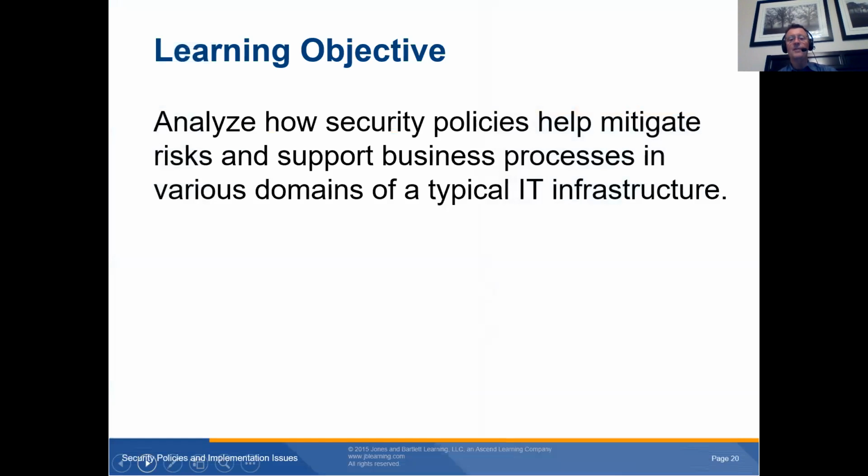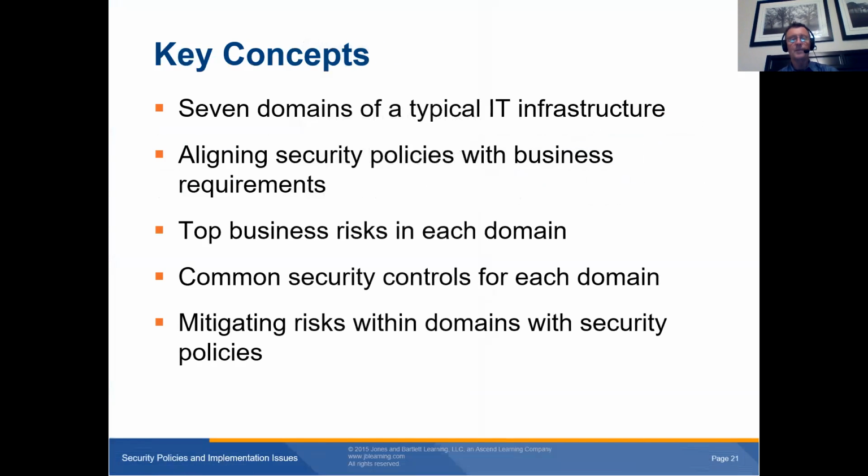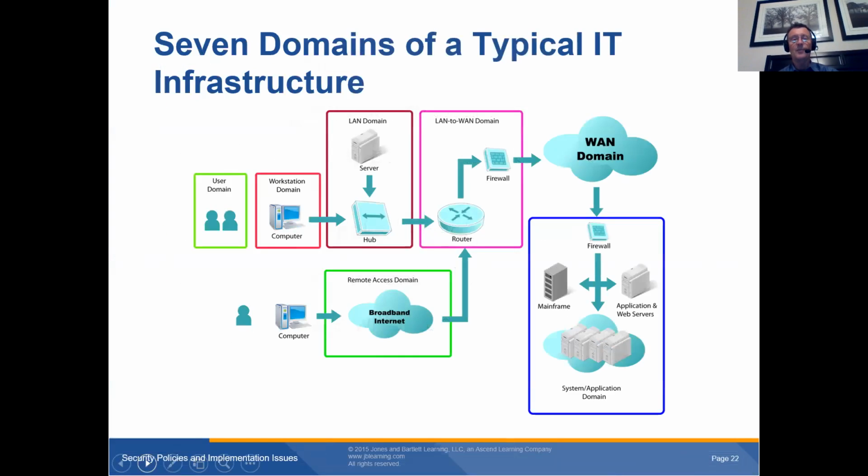So our learning objective is to analyze how security policies help mitigate or lessen risk and support business processes in various domains of typical IT infrastructure. Key concepts will be the 7 domains of a typical IT infrastructure. We wanted to align security policies with business requirements. Kind of talked about that. We want to know our top business risk in each domain, what security controls we're going to put in place for each domain, and how to mitigate risk across each domain.